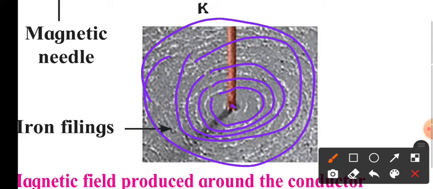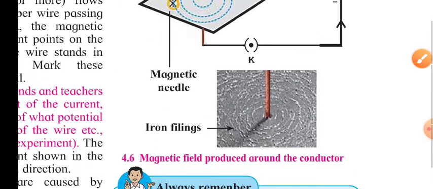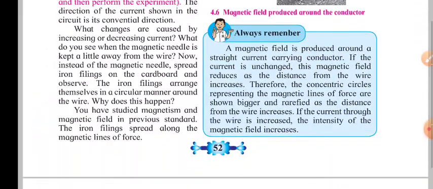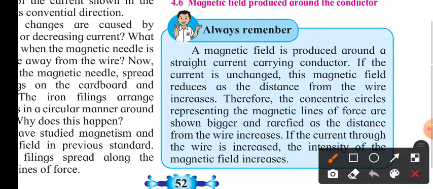Why this is happening, and what we can draw from this, is that near the conductor we have a strong magnetic field, and as we move away from the conductor, the strength of the magnetic field reduces. So this is about the magnetic field produced around the conductor when there is a flow of electrical current in the conductor. You can see they have mentioned over here: a magnetic field is produced around a straight current carrying conductor. If the current is unchanged, this magnetic field reduces as the distance from the wire increases.